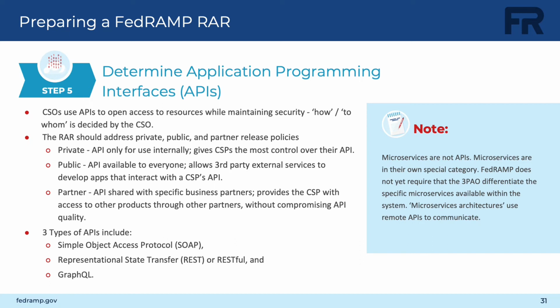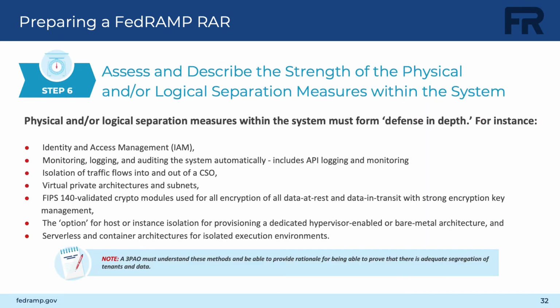Microservices is an architecture that currently uses remote APIs. Microservices are a set of discrete services, a lightweight architecture, that are loosely coupled but use a common messaging framework, such as a RESTful API. FedRAMP does not yet require that the 3PAO differentiate the specific microservices available within the system.